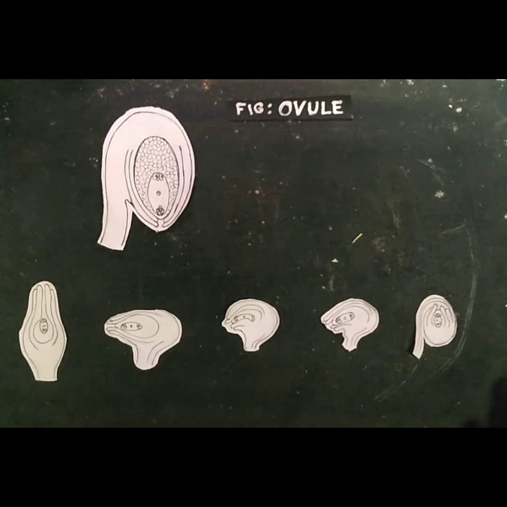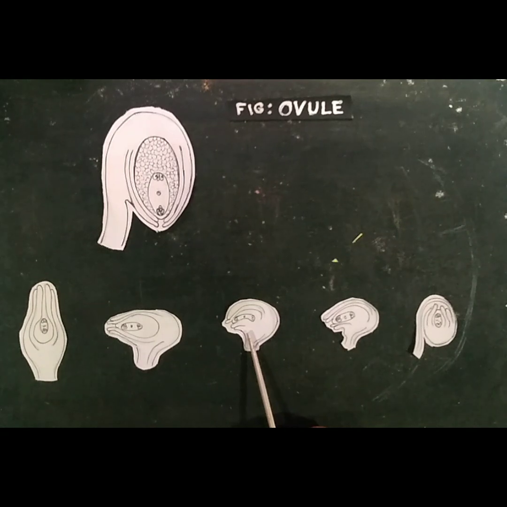After this we have the campylotropous ovule. Here the ovule is curved more or less at right angle to the funicle, but the micropylar end is not at a straight angle with the chalaza. This is found in families like Leguminosae.